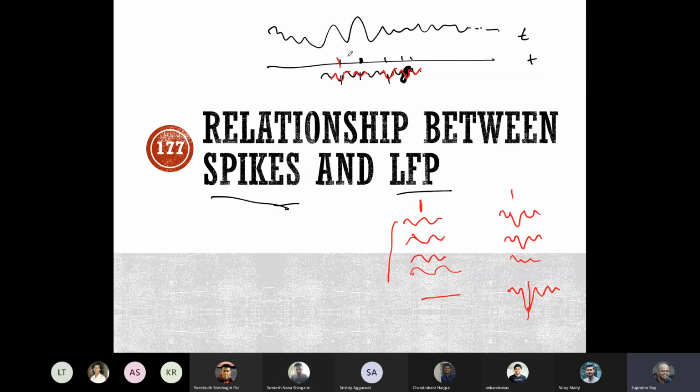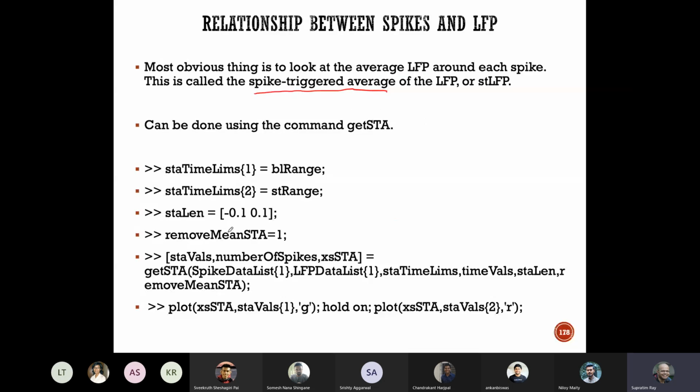Whenever you see a spike, you just take a segment. It could be overlapping segments. If the spikes are too close to each other, you will get two overlapping segments. That's all right. And then you just simply average all these segments. This is a function called get STA, which is provided to you in the resources folder. So you just run these commands and you will get something like this.